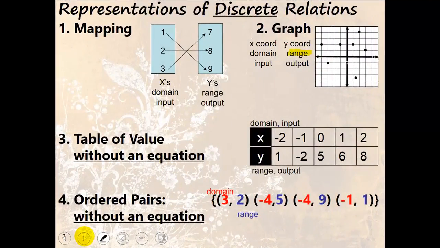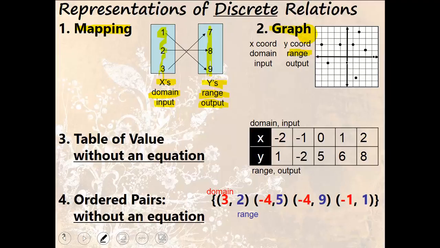These are the four representations of a discrete relation. First, mapping. With a mapping, you have the left-hand column here. These are going to be your domain, your inputs. You can think of them as the x-coordinates of an ordered pair. So an ordered pair would be (1, 9), (2, 8), (3, 7). See how you can think of them? 1 goes to 9, 2 produces an 8, 3 produces a 7. This column here is your outputs, which we think of as the range, or you can think of as the y-coordinates.